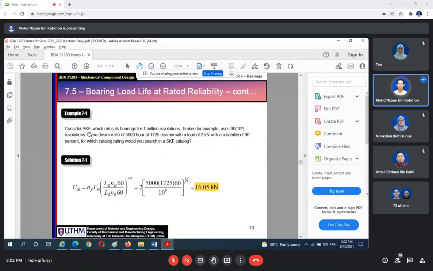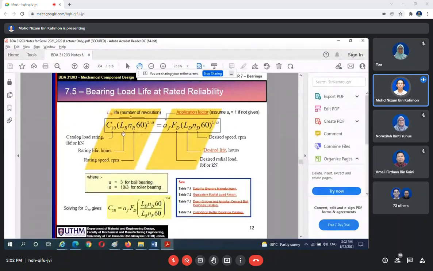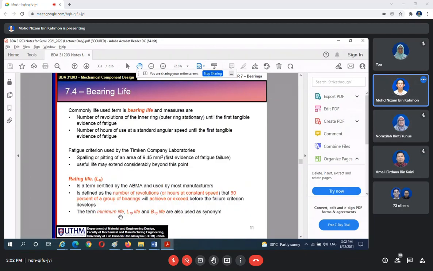For the type of SKF bearing, this is very important to understand. They do a setting, they run their bearing testing at 1 million revolutions. For the case of SKF, they test at 1 million revolutions. That's why we put 1 million here. LR and R60 is the number of revolutions. Life L10, minimum life.